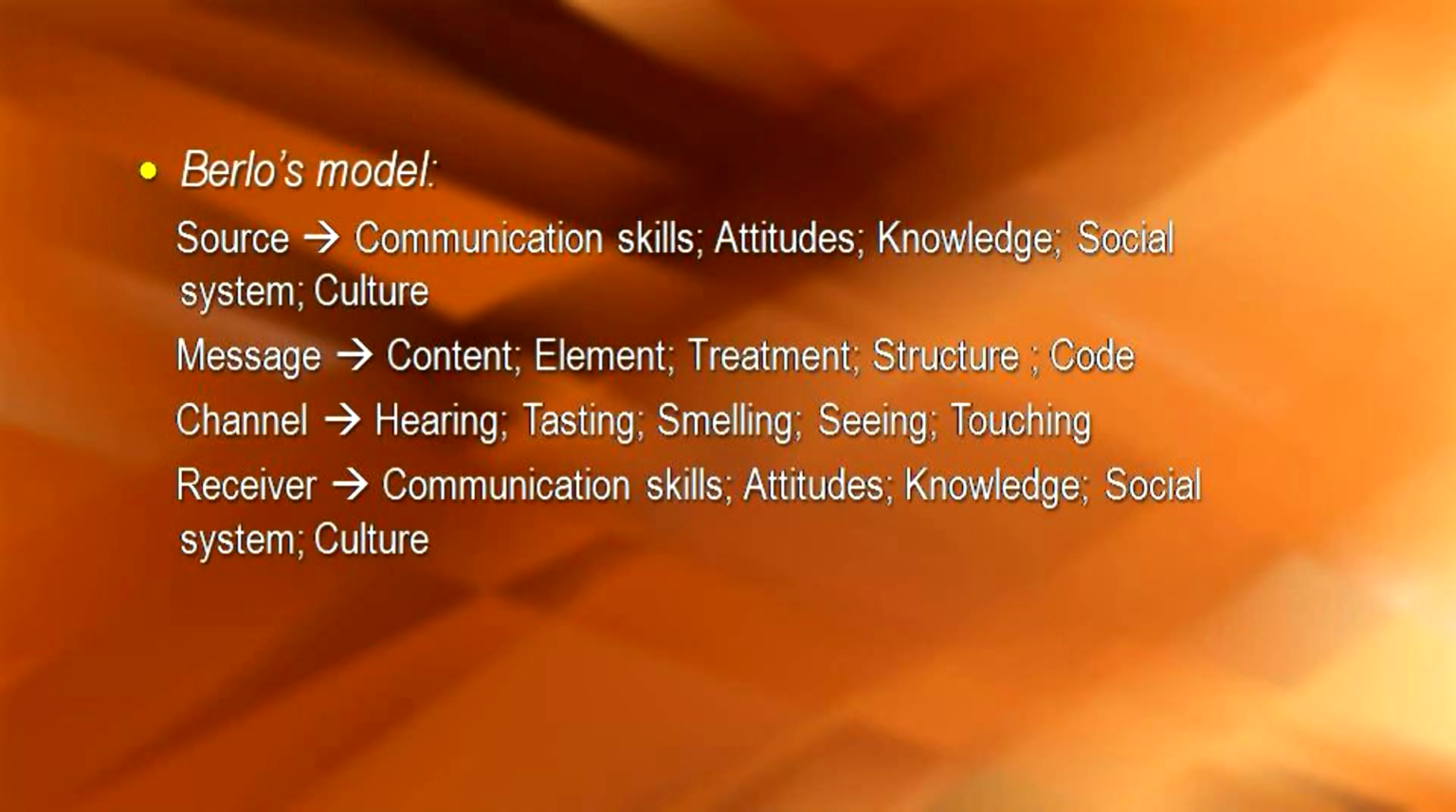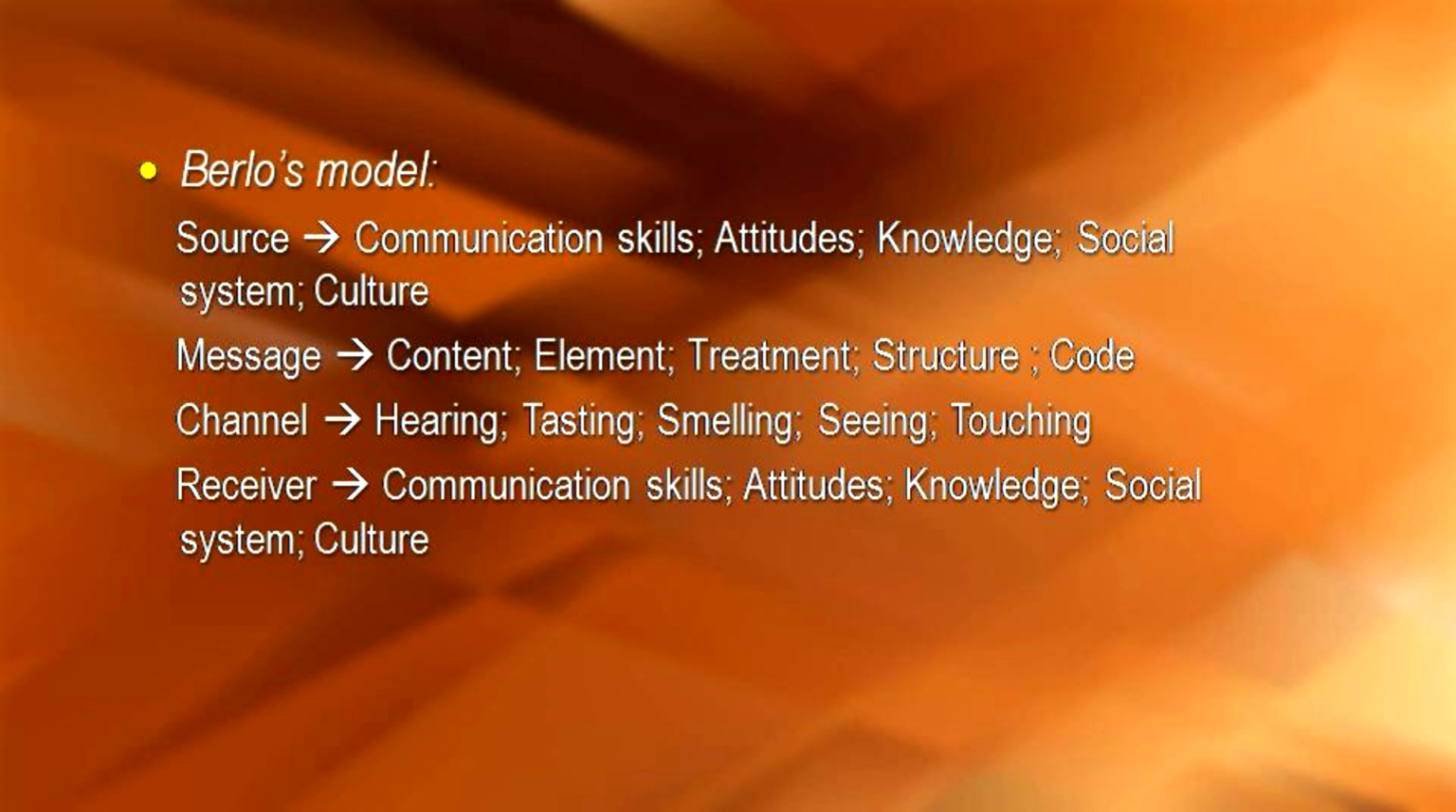And then he talked about the receiver, which will have the same elements as that of the source, right? Because even if one is missing, it will end up becoming either noise or a barrier in effective communication. So the receiver also has communication skills, just the way the source had them, also has attitudes, also has knowledge, social system, and culture.